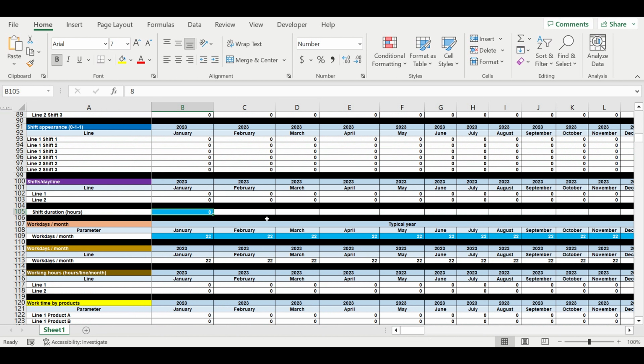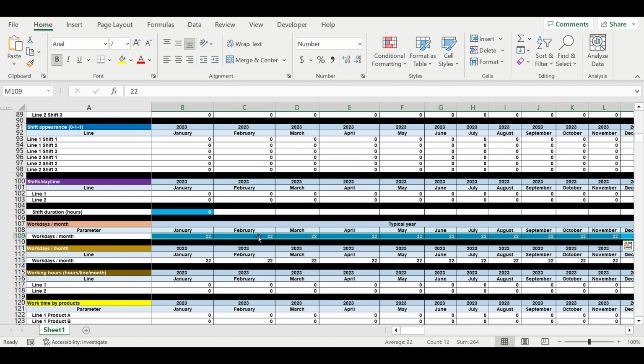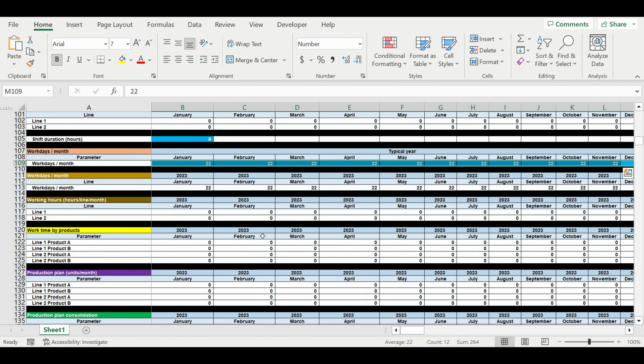Then we specify the duration of the shift in hours. Then we move to how many work days we have inside a typical year. So if we do have some seasonality, we can specify.